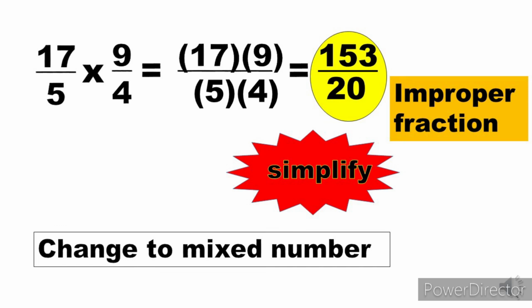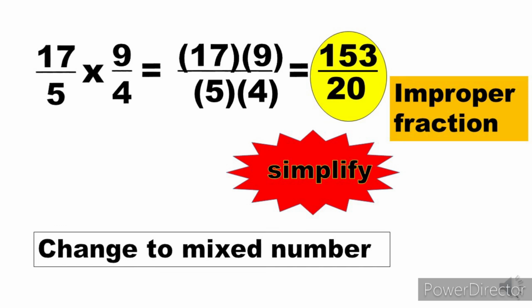Next, we multiply the two fractions, 17 over 5 times 9 over 4. So, numerator to numerator, which is 17 times 9, and denominator to denominator, 5 times 4. So, 17 times 9 is 153, 5 times 4 is 20. Okay, our quotient is an improper fraction, which is 153 over 20.